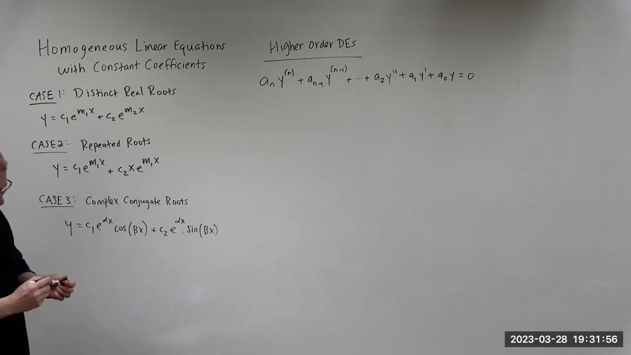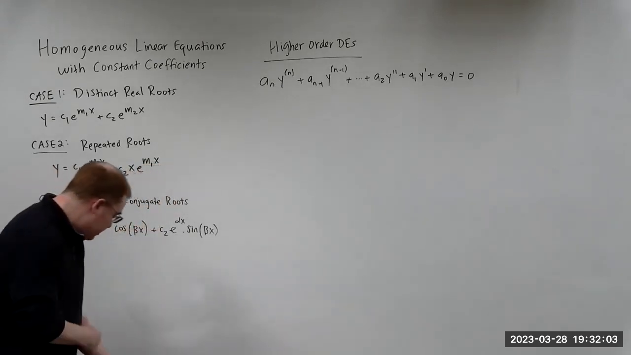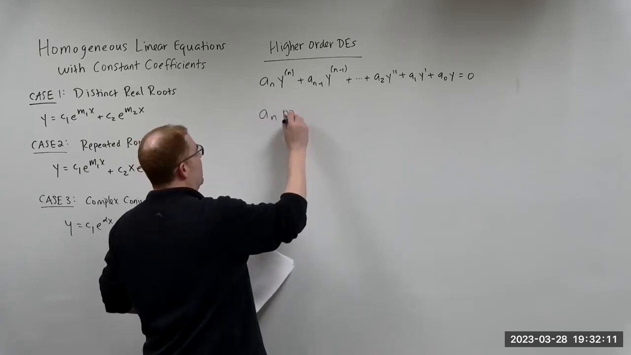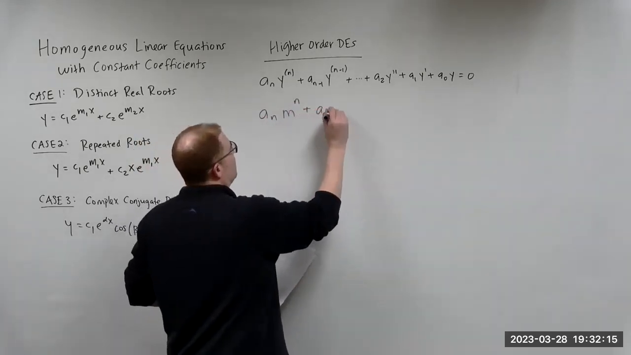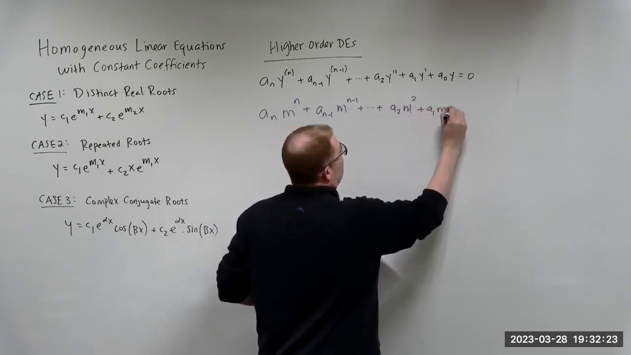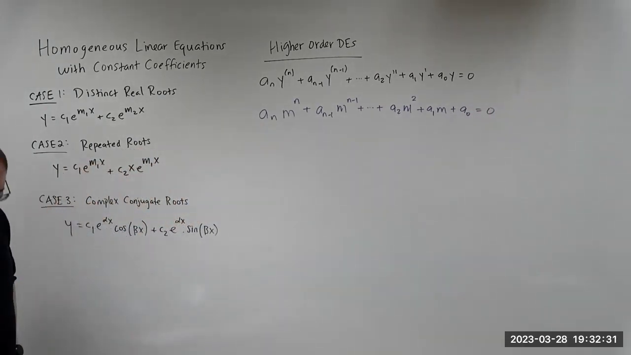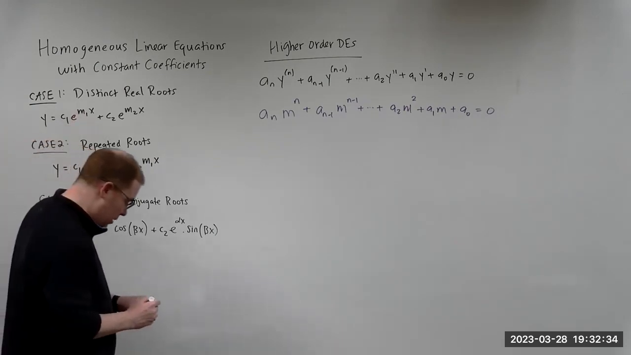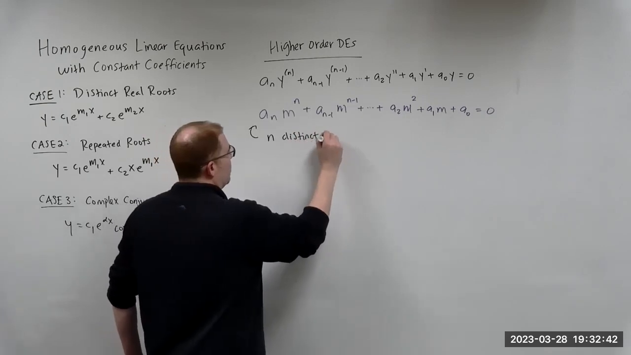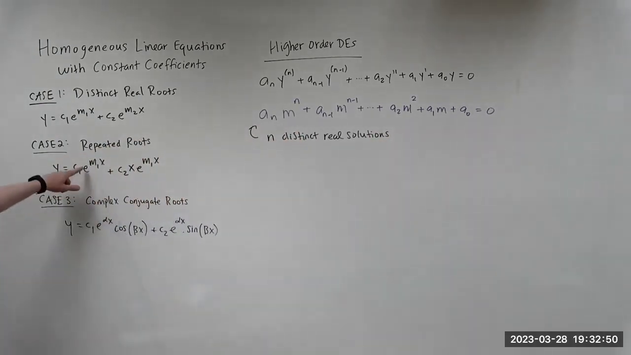then what you end up getting is an nth degree characteristic equation. So you end up getting this: a_n m^n plus this. And in this case, we're assuming that you get distinct real solutions. Okay.